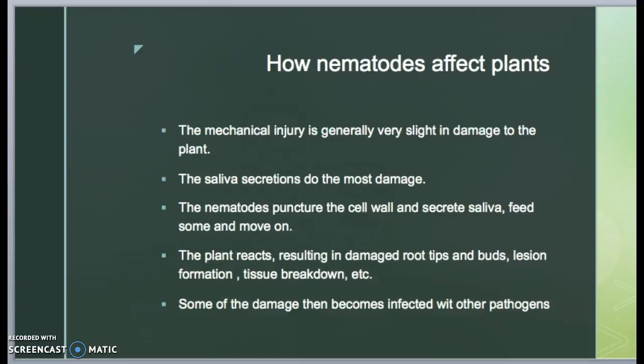How nematodes affect plants. The mechanical injury is generally very slight in damage to the plant. The saliva secretions do the most damage. The nematodes puncture the cell wall and secrete saliva, feed some, and move on. The plant reacts, resulting in damaged root tips and buds, lesion formation, tissue breakdown, etc. Some of the damage then becomes infected with other pathogens.